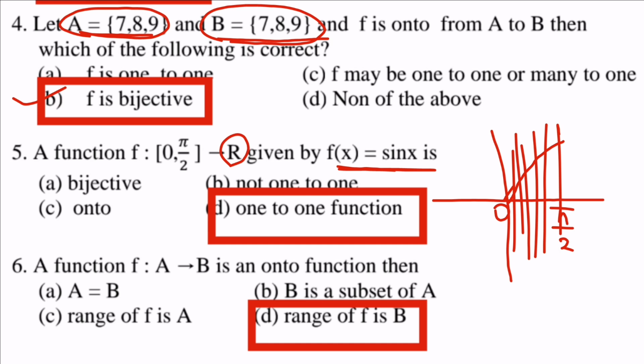MCQ 6. A function f from A to B is an onto function, then A is equal to B. B is a subset of A. Range of f is B. Range of f must be set B. It is the correct one. So option D is the correct one.